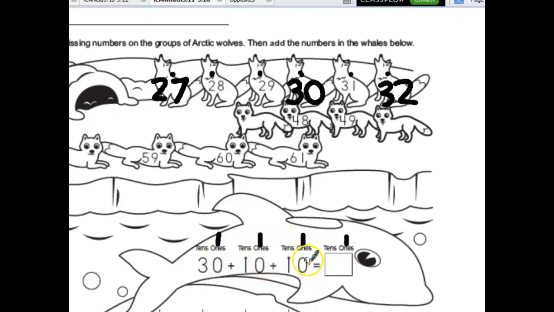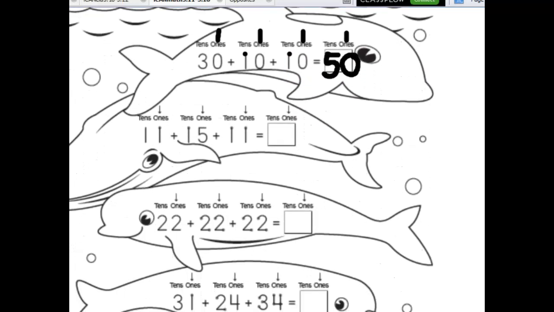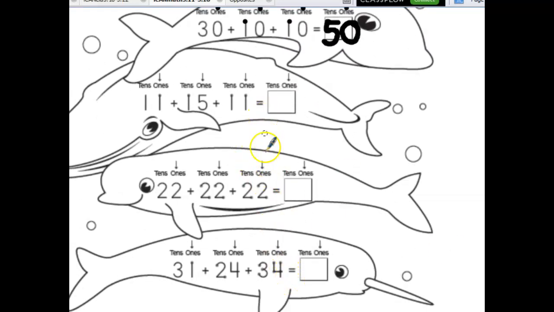0 plus 0 plus 0, well, that's still 0. So I have 0 in the ones place. And then in the tens place, which would be this one, 3, and then I'm counting on 4, 5. So a 5 goes in the tens place. My answer should be 50. See if you can do the following whales all on your own.